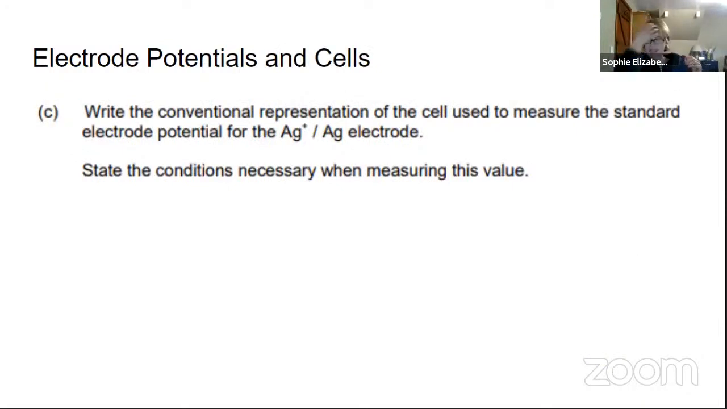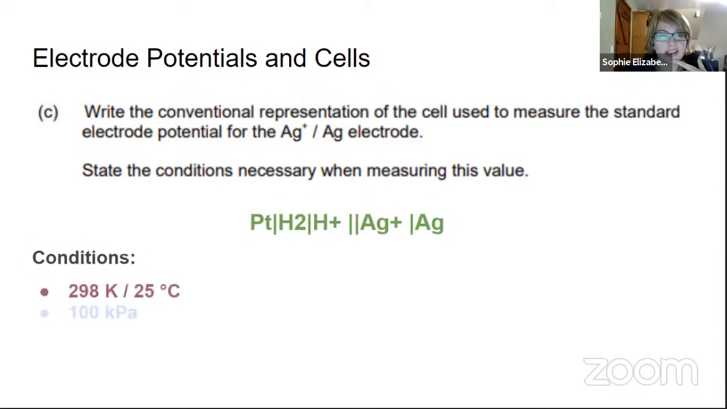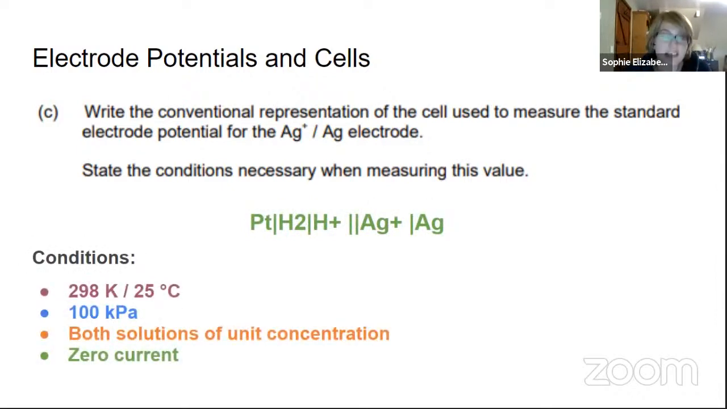This is quite a basic question in the sense that I've seen a lot of questions where it asks you to know how to write a conventional representation for a cell. Once you know how it works, you could do it for anything. So I just want to make sure we've covered that for you guys. And conditions, that's just something to memorize. I haven't included much memory stuff, but this is quite an important one. We'll start with the conditions because that's lovely and easy. Whenever you have standard conditions or a standard electrode potential, that's what you need to think of, those 4 things.